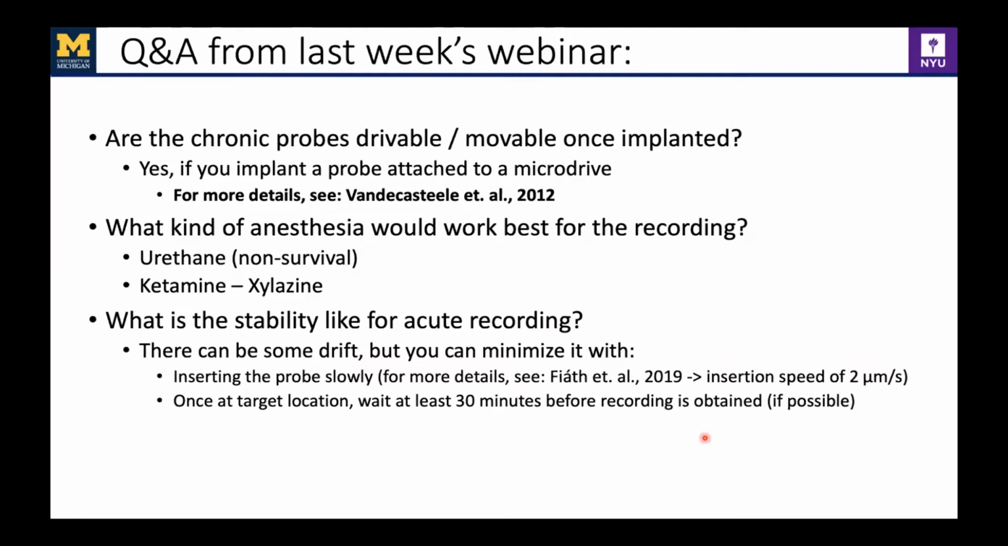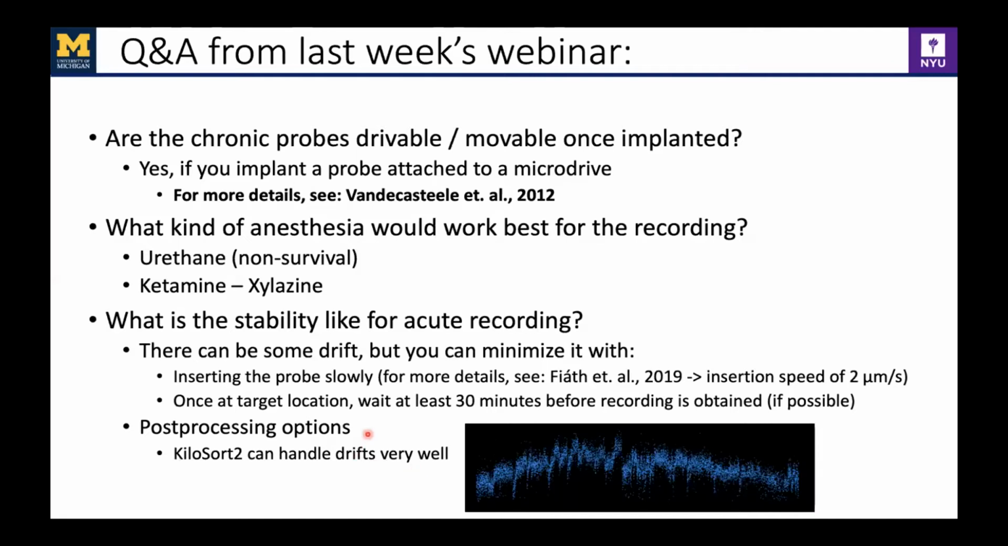And then another option could be post-processing, because Kilosort 2 can handle drifts very well. So if you use Kilosort 2 for spike sorting, and here you can see each dot is a spike amplitude, and then you can see the drifts, but Kilosort 2 can handle this very well.